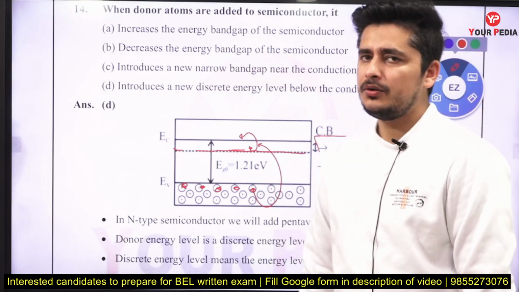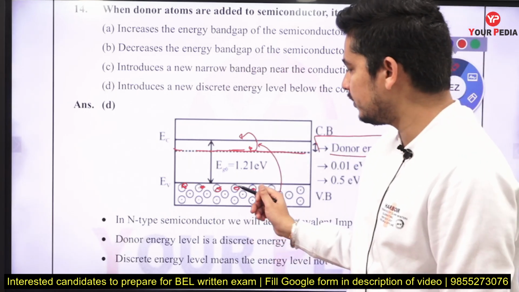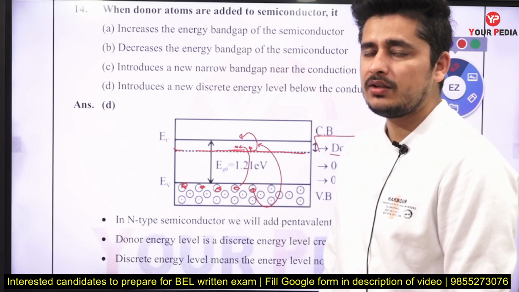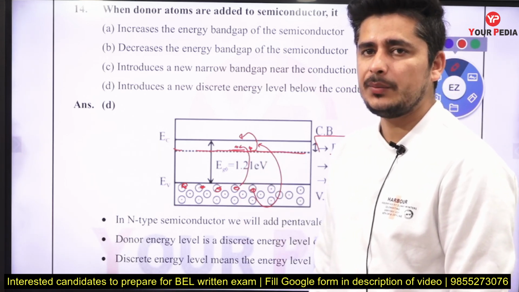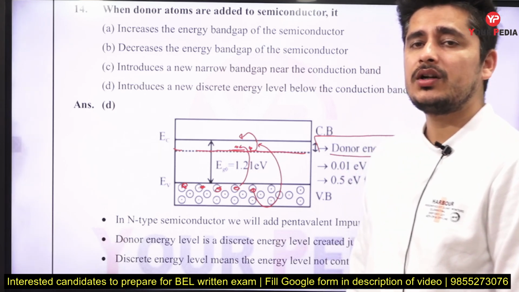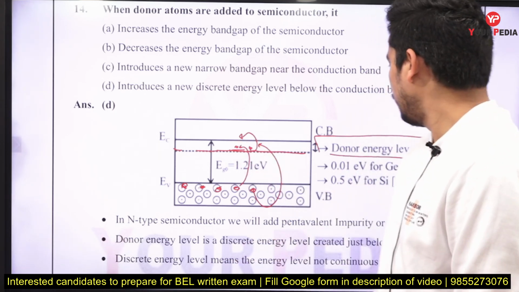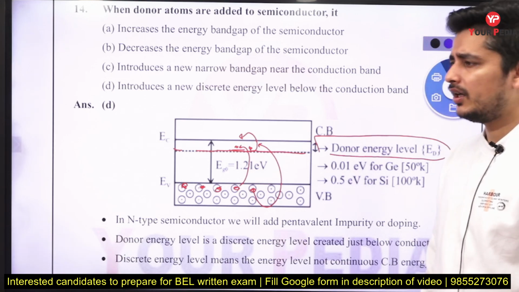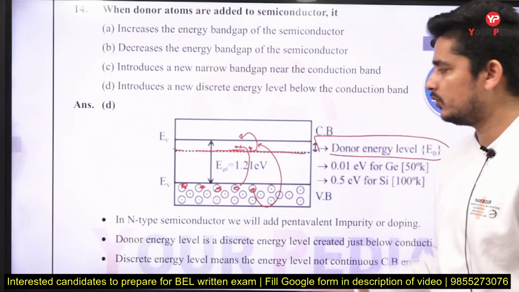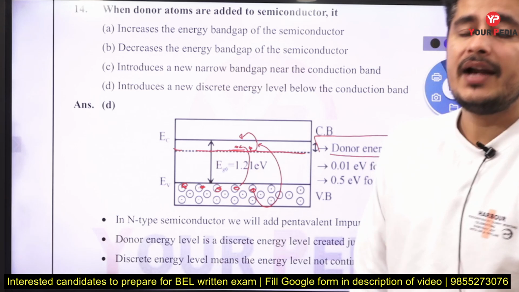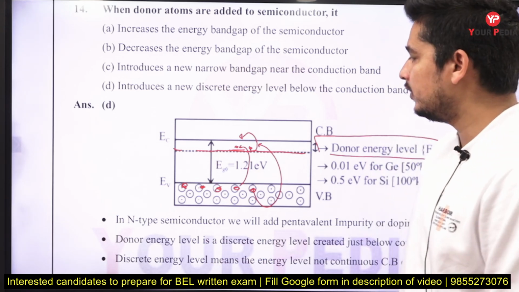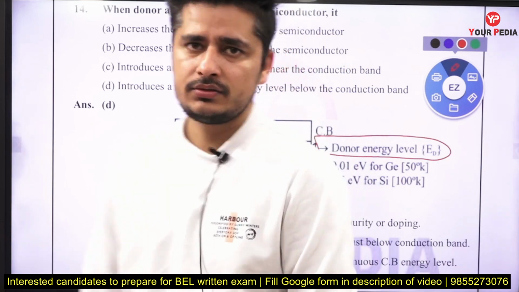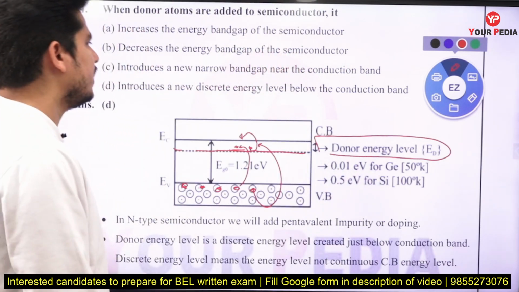Basically at 0 degree Kelvin, if you do the doping, the electrons will jump to this level, only this donor energy level. They don't directly jump to the conduction band. They jump to this donor energy level. That's why at 0 Kelvin they are not getting a sufficient amount of energy to jump to the conduction band. At 0 Kelvin this n-type semiconductor will work like an insulator, not a conductor. So that is the main reason.